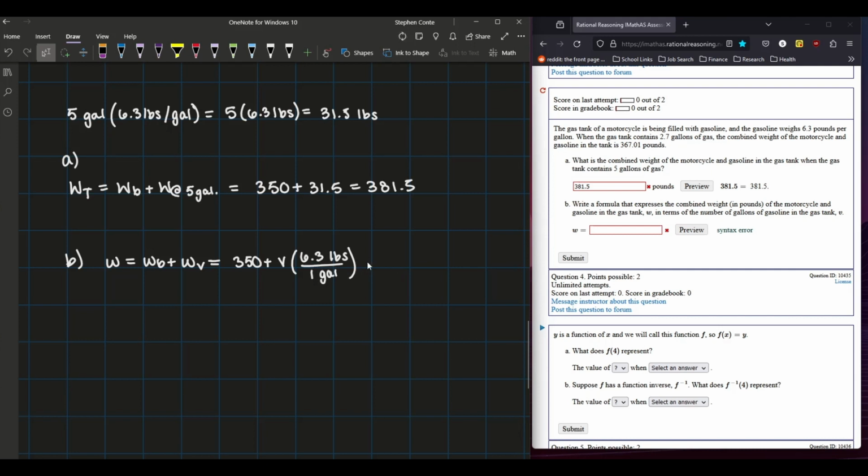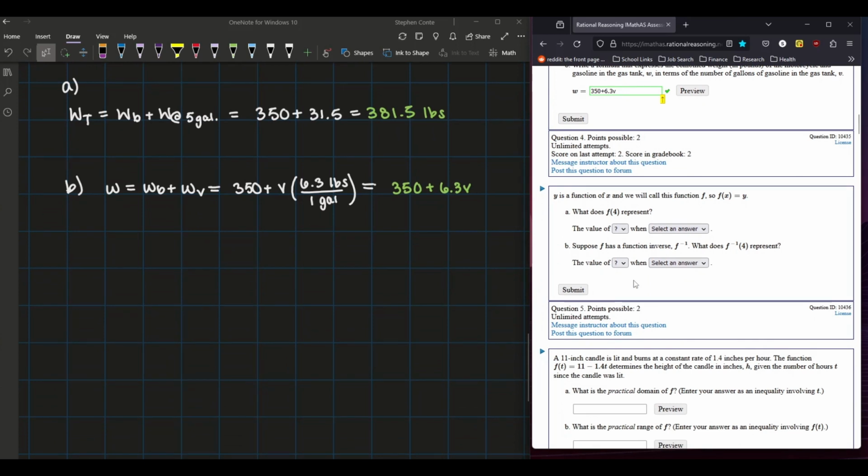then that'll be a correct output, right? Because V is going to be in terms of gallons of gas. Units will cancel out. We'll get an output in pounds. So I'll have the total weight is just 350 plus 6.3V. That's W. And this is also our answer for A. Okay. 31.5, 350 plus 6.3V.